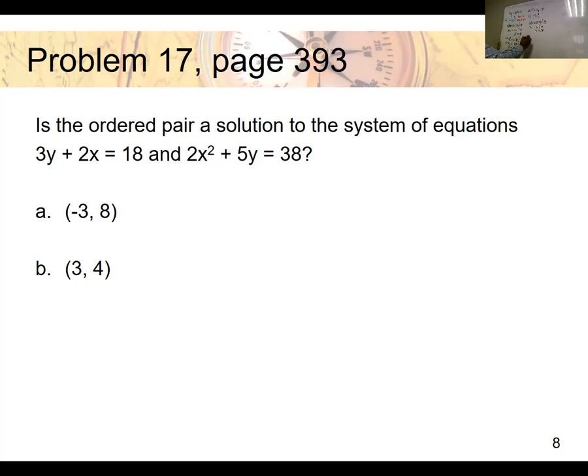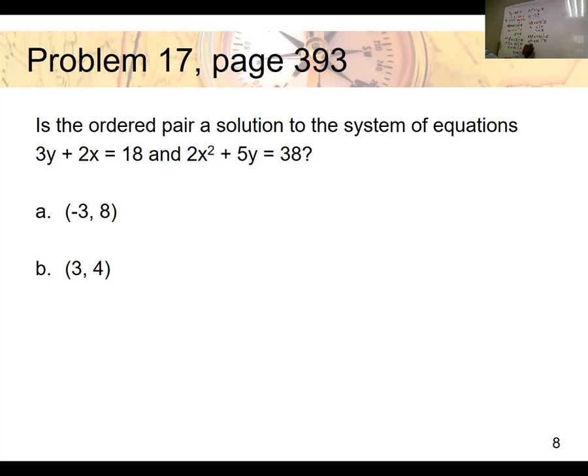In this case here, 2x squared plus 5y equals 38. I'm going to substitute the x with 3. So I got 2 times 3 squared plus 5 times y, which is 4. I'm going to know if that's equal to 38. So now if I square that 3, that's 2 times, well, 3 squared or 3 times 3, that's 9. Plus 5 times 4, that's 20. I want to know if that's equal to 38.